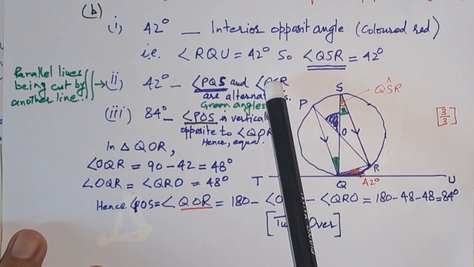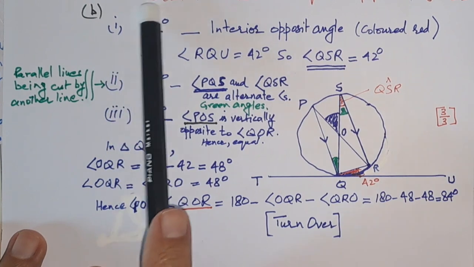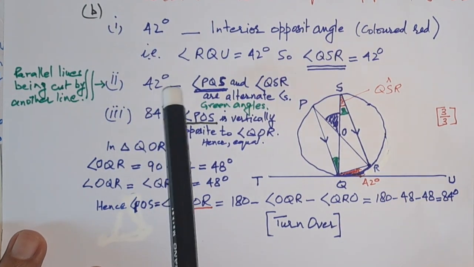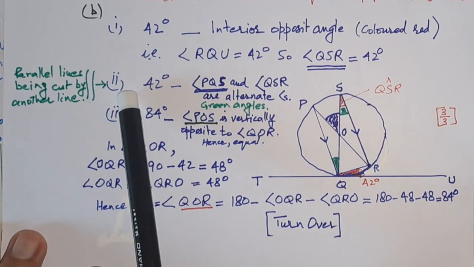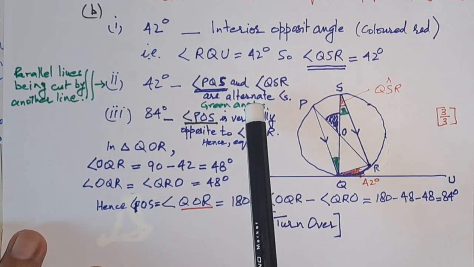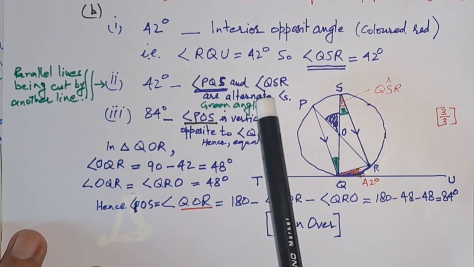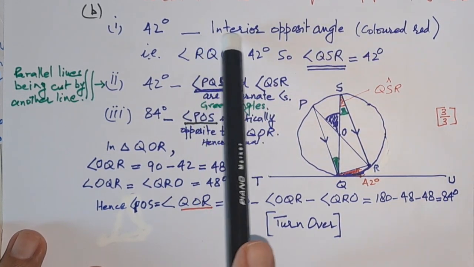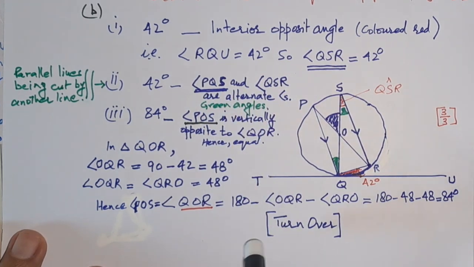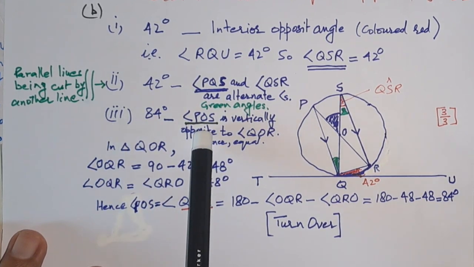All this explanation is actually part of the concepts. Otherwise, if there is only 1 mark, you write down 42 degrees and get 1 mark here, and you write down 42 degrees and get 1 mark here. But if the marks allotted to these parts are more than 1, that is 2 or 3, then you have to give these explanations as well. Part 3 is that you have to find out angle POS.